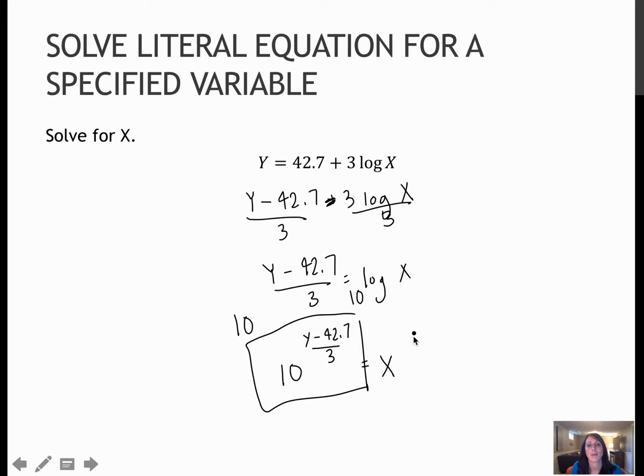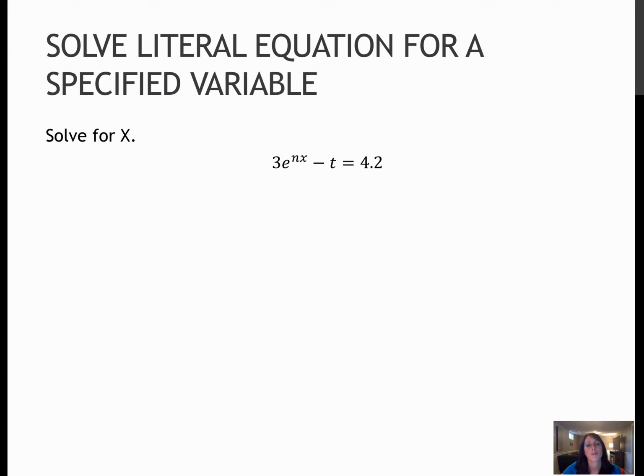That's as far as I'm going to be able to go. I'm solving for x. I've got x by itself. I'm not going to be able to actually find a solution unless I actually knew what y was, which is not what they're asking me to do. All they want me to do is to isolate x.